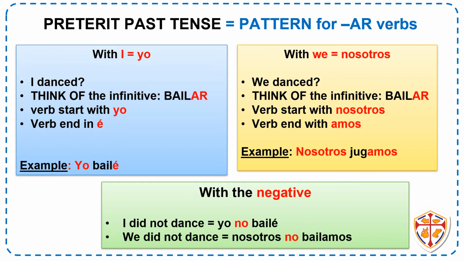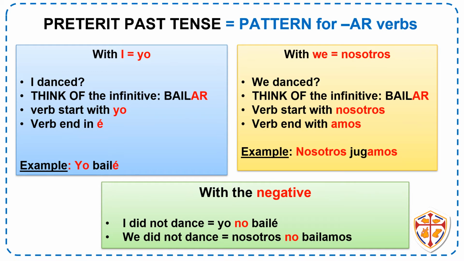The first thing you have to do is think of the infinitive, to dance. In this case, in Spanish, bailar, which is an AR verb. You will have to start your verb with yo, which means I, and then the next step will be to remove the AR and put an E with an accent instead. If you have a look at the example, yo bailé means I danced.